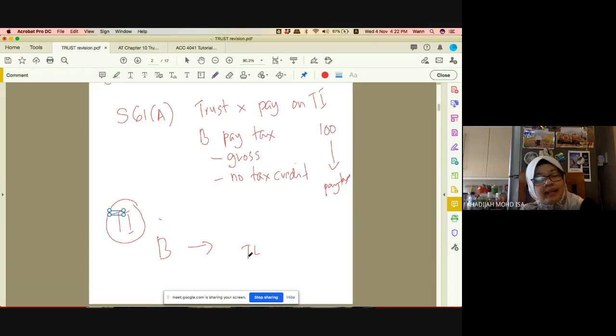That's why they must apply. You have to apply to the Inland Revenue Board in order to use 61A, because it has to be on a case-to-case basis. You need approval to apply 61A. Okay, anything else?